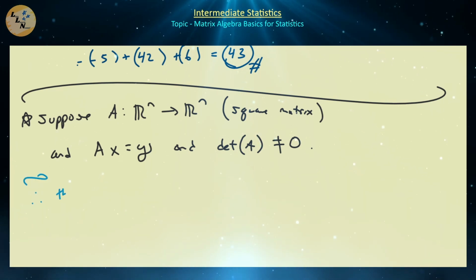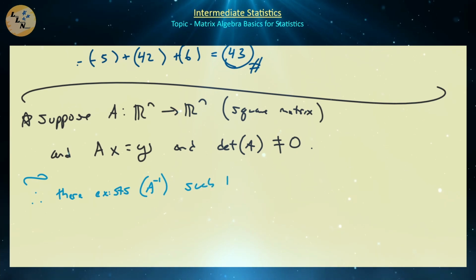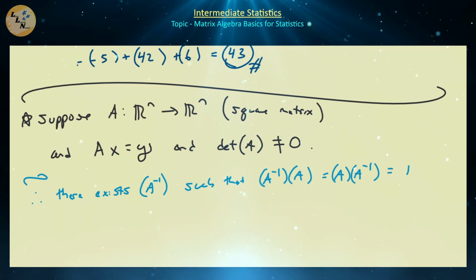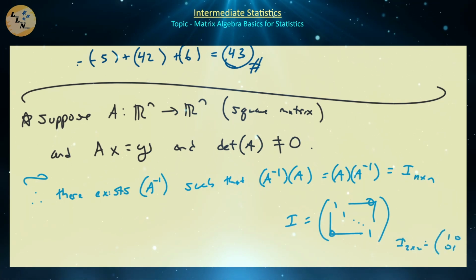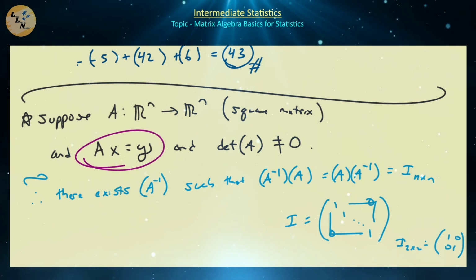Then there exists another matrix, which we abbreviate by A minus 1 or A inverse, such that A inverse multiplied by the matrix A and A times this A inverse matrix are both equal to this square matrix, which we represent by I, where I is the matrix with 1s down the diagonal and 0 everywhere else. So if you look at the 2 by 2 case, that's going to be equal to 1, 0, 0, 1. Right? So if that is the case, what does that have to do with this particular equation here?